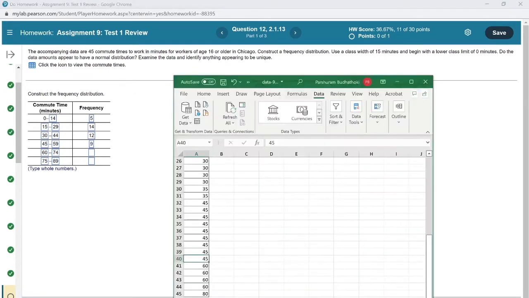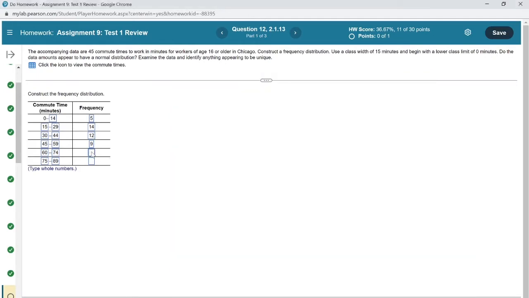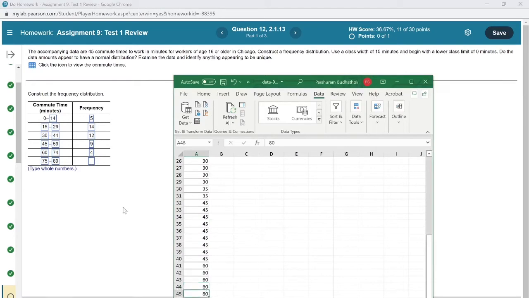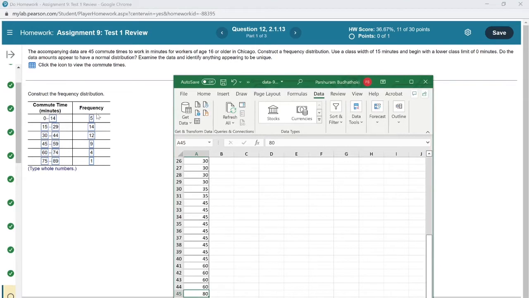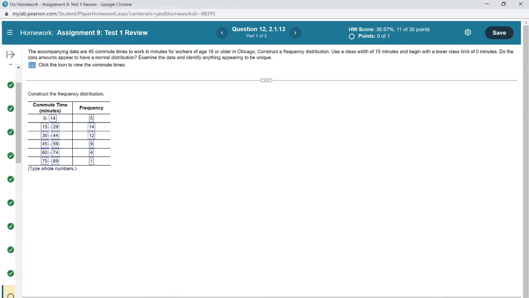And then the next one starts from 60, 1 2 3 4. And the next one starts after 75. There is only one data, which is 1. So remember, altogether there are 45 data, so when you add this frequency it should be 45. 14 plus 5 is 19, plus 12 is 31, plus 9 is 40, 44, 45. Yeah, that's right.